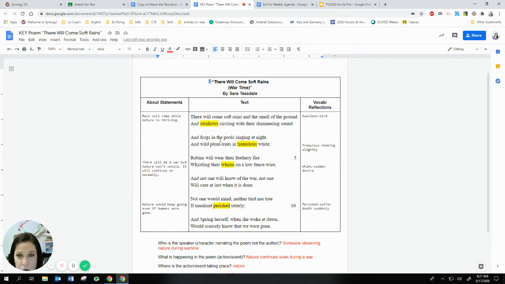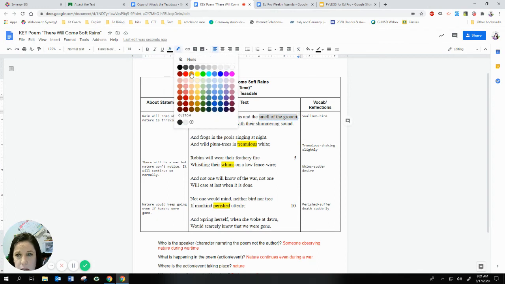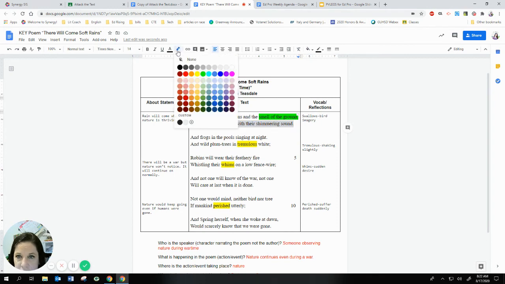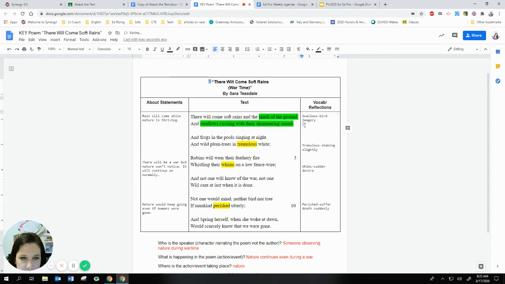Okay, so the very first line we have here, we see this smell the ground. I'm going to highlight that, and that is imagery, because remember this plays on the five senses, so you can almost smell that scent you get when the rain comes and the ground smells. Okay, and then you have swallows circling with shimmering sound. This is called alliteration. You have that sound repeated. That is kind of a rhyming tool or device.